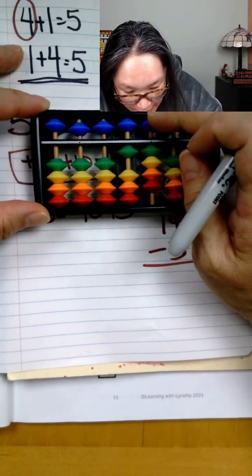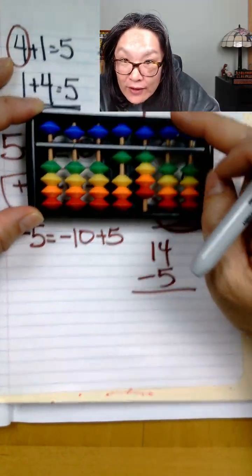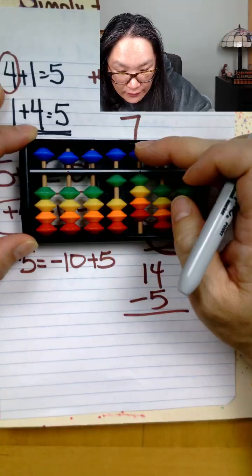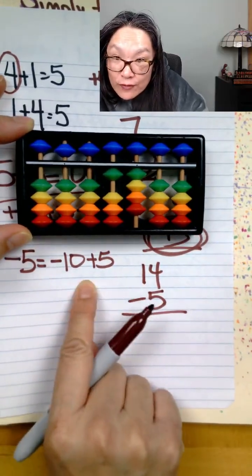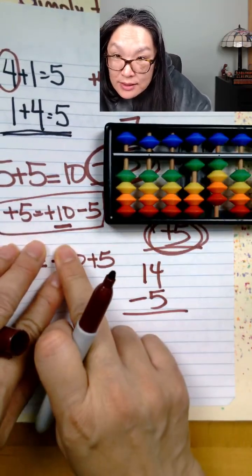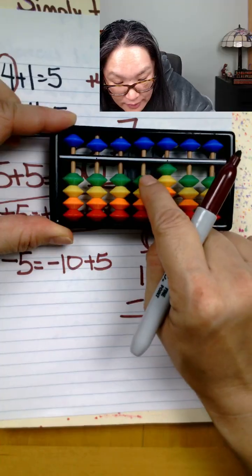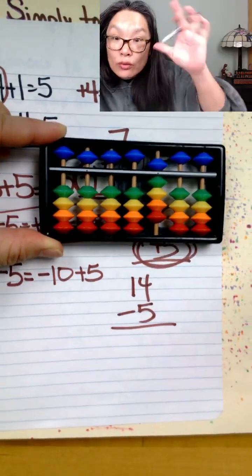Okay, so can I take away the 5? No, I can't take away 5 because there's no more beads to take away the 5. Makes sense? So what happens? I go back to this formula. I know the plus, now I know the minus. So what do I do? I minus the 10 and I add the 5. Now I do the reverse.